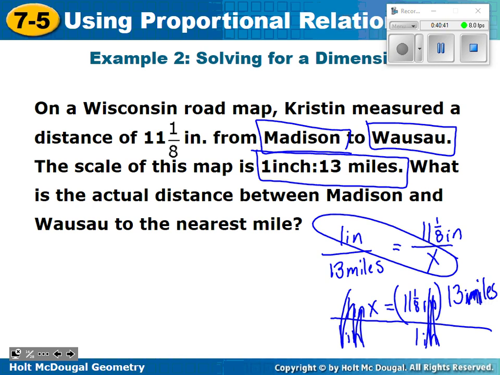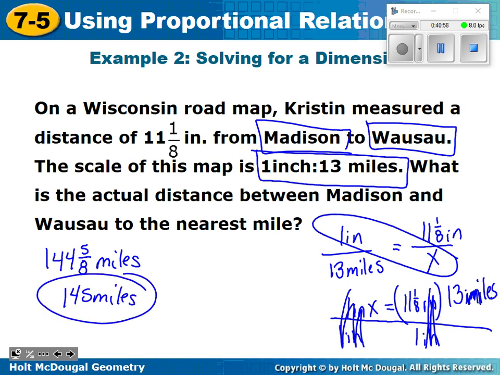That's why I needed it. So this is going to be 144 and was it 5/8? And what are my units? Oh, miles. And it said round to the nearest mile. So what's our answer? 145 miles. Okay. I just wanted to make sure I taught you how to use your calculator for those fractions.